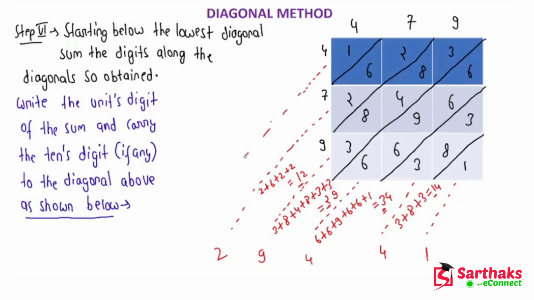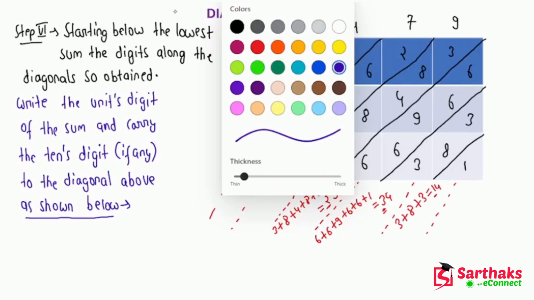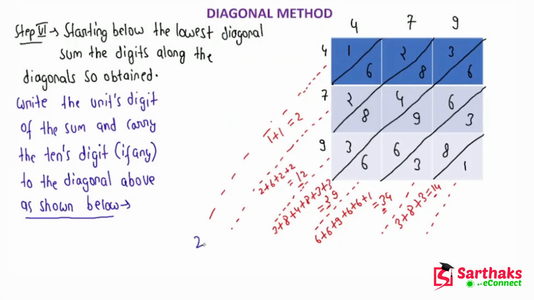So in this diagonal it would be 1 plus 1, this 1 and this carry 1, it would be 2 only, so we'll write 2 over here. Okay, so let me actually change the colors over here so it would differentiate with the rest of the numbers. So here it was 2, here it was again 2, it was 9 over here, it was 4, it was 4 and 1. So let me again walk you through the steps.